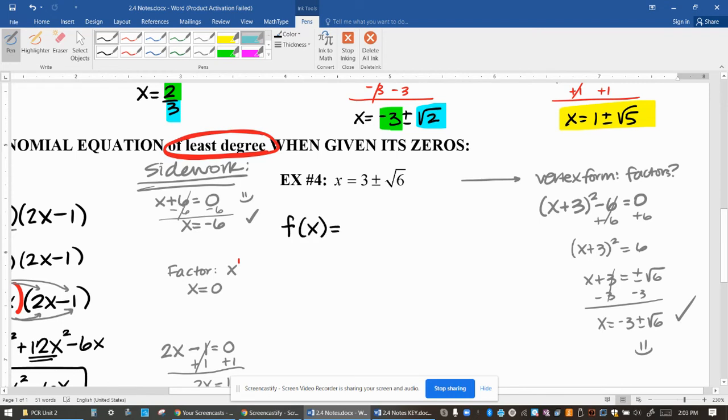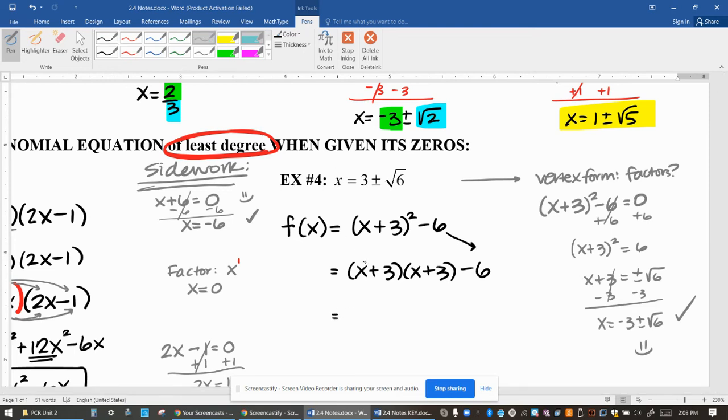So 3 plus or minus root 6 comes from the vertex form of x plus 3 quantity squared minus 6. Remember that an exponent of 2 next to a binomial means that there are two binomials that look exactly the same that are being multiplied. Don't forget the minus 6. Then I'm going to distribute or FOIL my two binomials. But again, don't lose, and this happens all the time, guys.